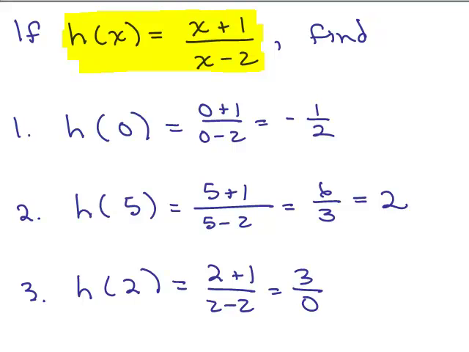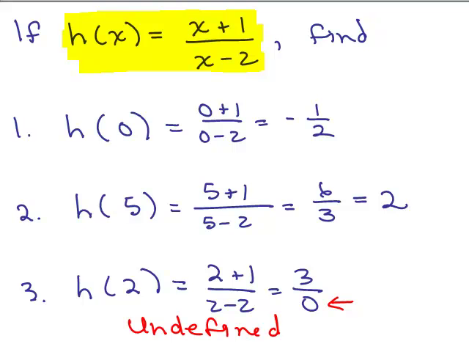Uh-oh, problem. Undefined. You cannot have a 0 in the denominator. Blows things up. Think of that as blowing things up. So when you have a 0 in the denominator, it's undefined. So in this particular case, 2 is not in the domain. Remember we talked about the domain? That's our input values, and our range was our output values.